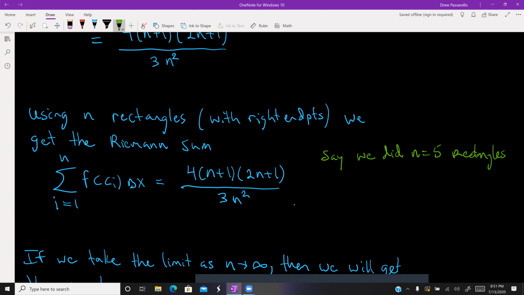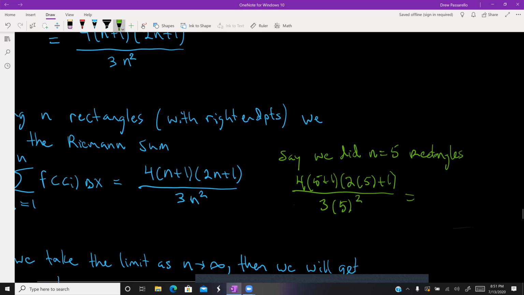So you just plug 5 in for n. So for 5 rectangles of equal width using the right endpoints, you get the Riemann sum to be 4 times (5 plus 1) times (2 times 5 plus 1), all of that divided by 3 times 5 squared.